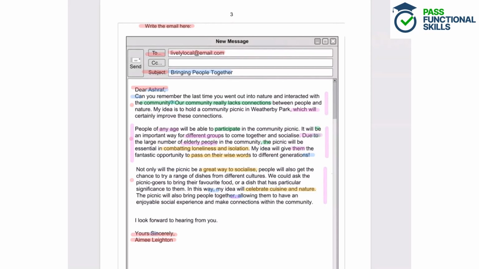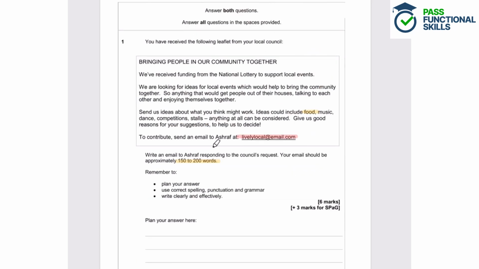Now let's think about a really crucial aspect of the marking criteria, which is language and register. Your writing has to have the right kind of tone and style to match up with the audience and purpose. So let's just remind ourselves of the audience and purpose given in the question. So we need to email Ashraf, that is our audience, and he is a member of the council.